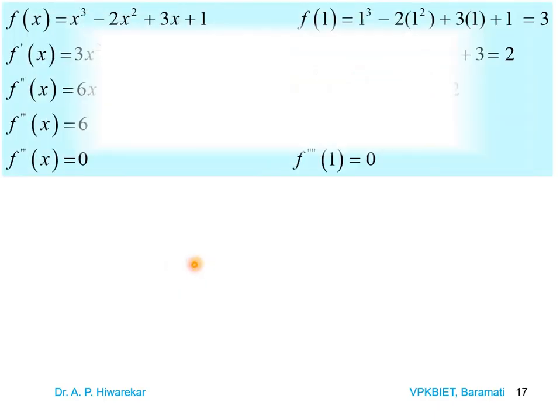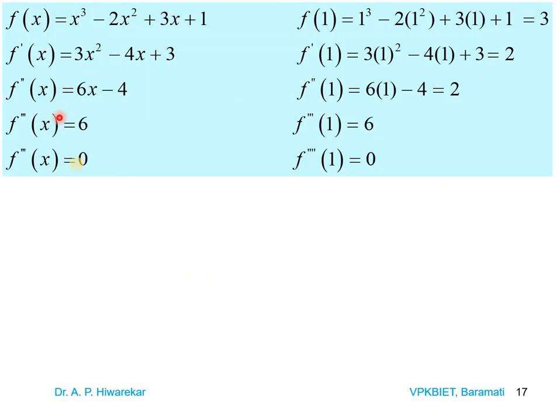Okay. So f(x). What is f(x)? f(x) is equal to x cube minus 2x square plus 3x plus 1. Then calculate f of 1 because h is 1. 1 cube minus 2 into 1 square plus 3 into 1 plus 1. So it is 1 minus 2 means minus 1 plus 3 means plus 2 plus 1.